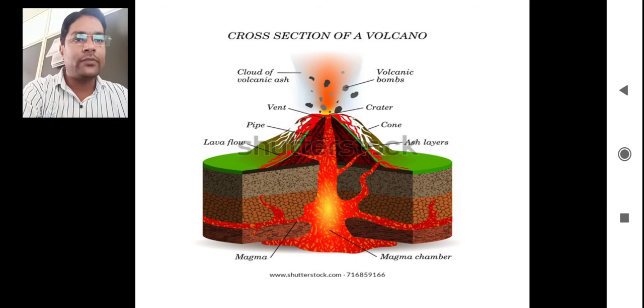Then the next part is cone. What is cone? The area around the crater at the top of volcano made up of the material ejected during the eruption. That cone-like structure you can see in the image, that is called as cone. It is formed by the material which is erupted from the volcano. Many volcanoes have several craters, cones, and vents.